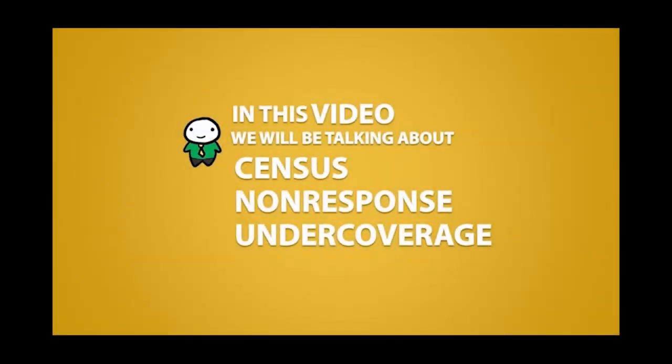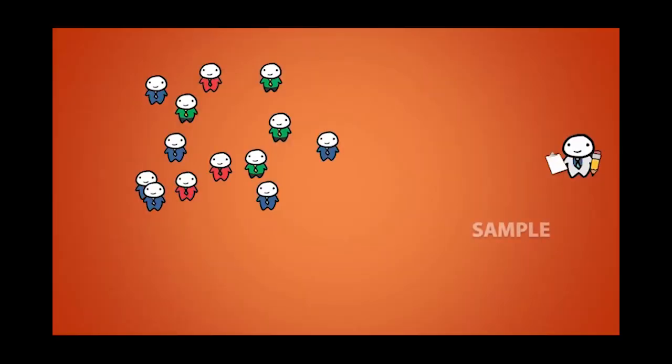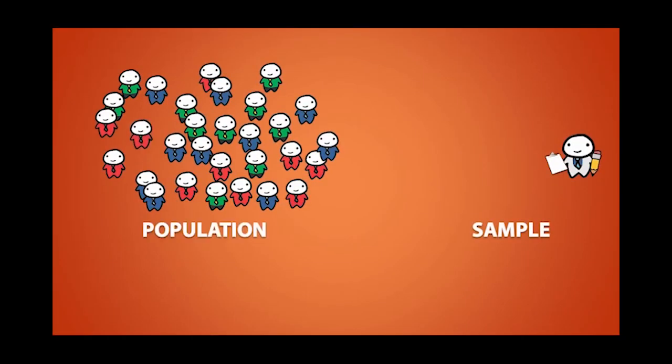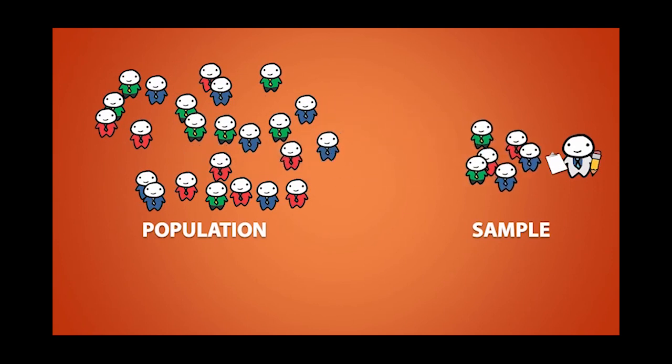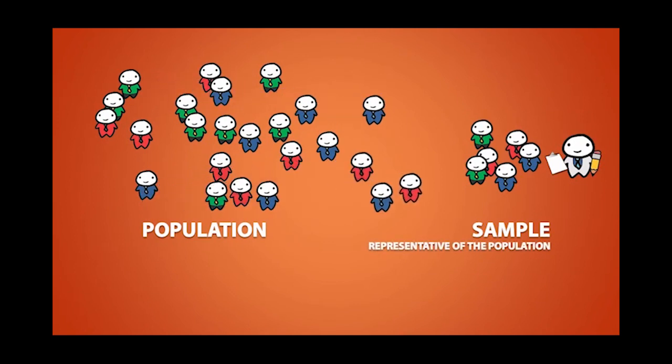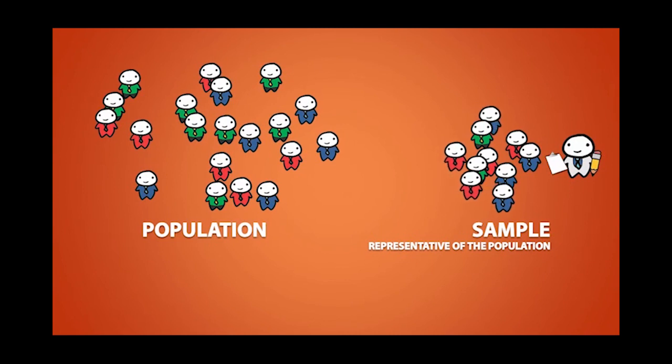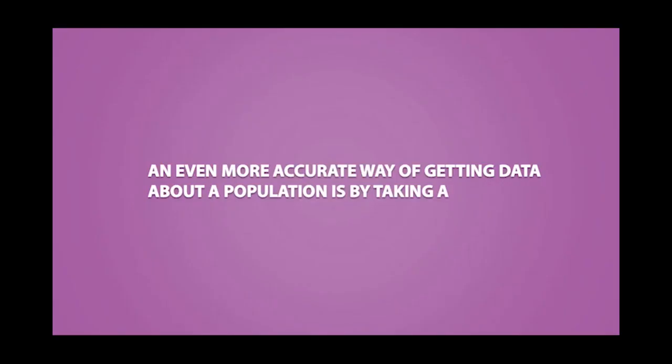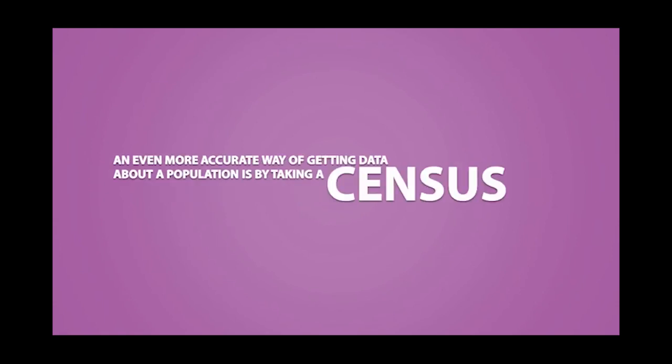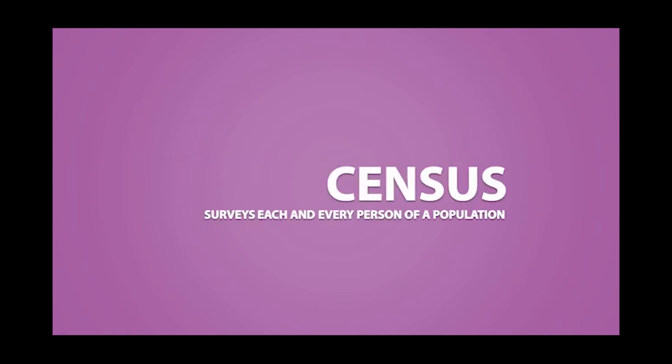In this video, we will be talking about census, non-response, and undercoverage. Recall that a sample is part of the population that is taken out for examination. We use a sample to draw conclusions about the population because it should be representative of the population. The larger the sample size, the more representative it tends to be of the population. An even more accurate way of getting data about a population is by taking a census. A census surveys each and every person of a population.